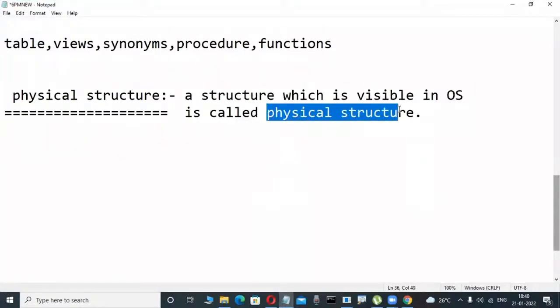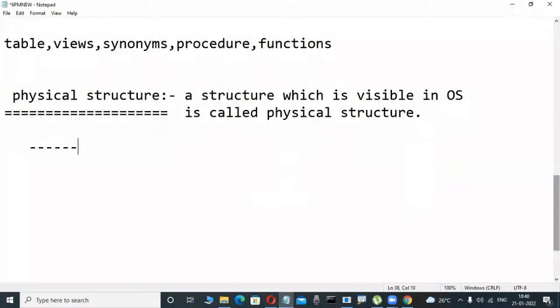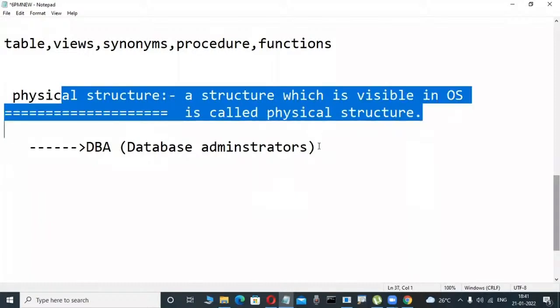But the physical structure, are you working in it, am I working in it? No. Some different type of persons are working in it. Who are they? DBA, database administrator. Actually, on the project side, there are other types of persons in a database. Database administrators only are working in the physical structure.